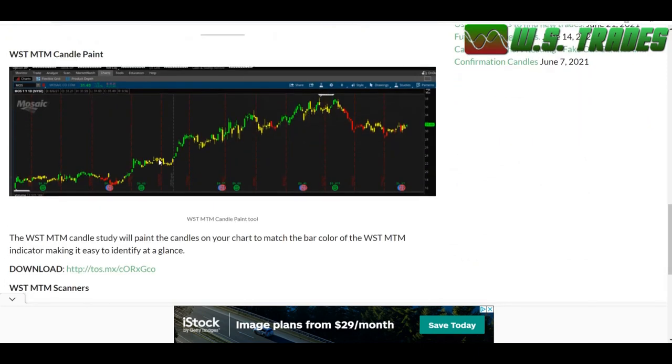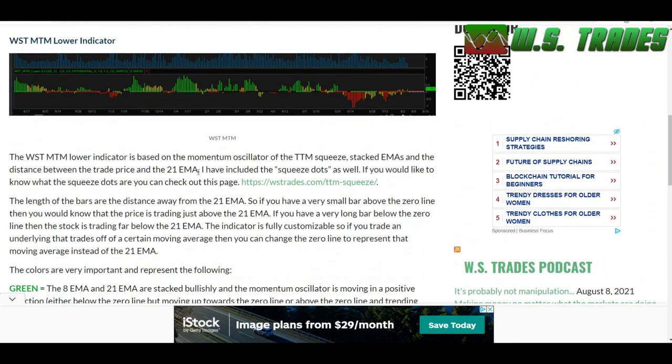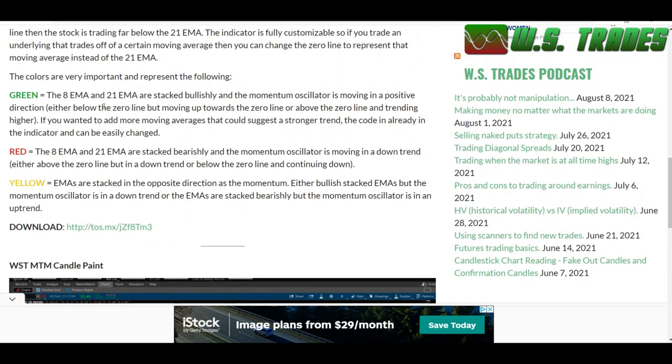And also, if you use the candle painting study, it just paints each candle whatever color the indicator is. So you wouldn't even have to have the lower indicator on it. You could just look at your chart and be able to know what the colors represent. And actually, let me go over what the colors represent.